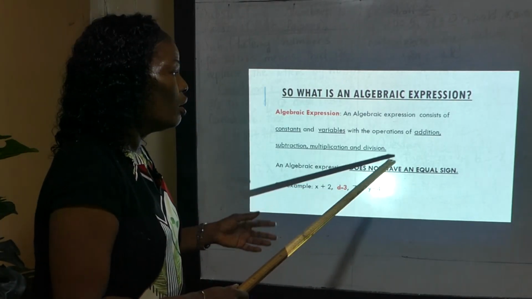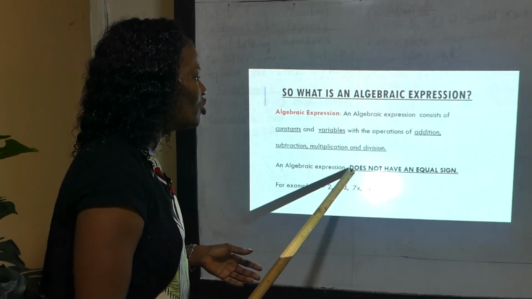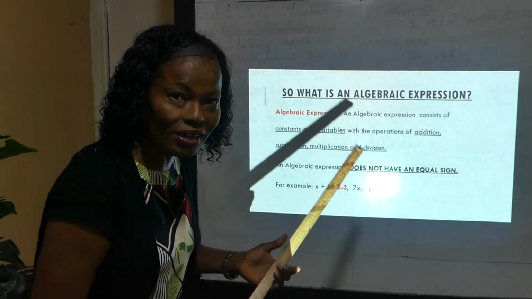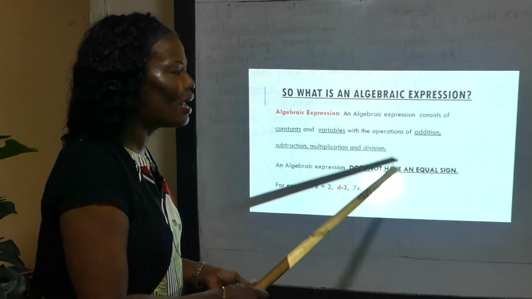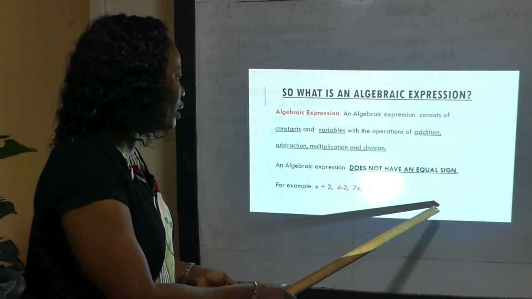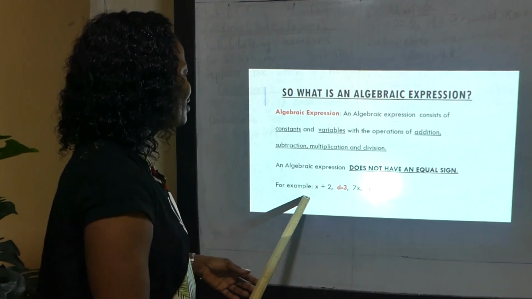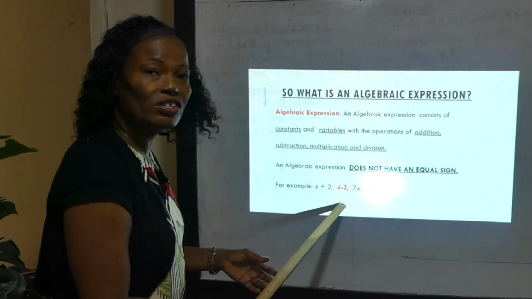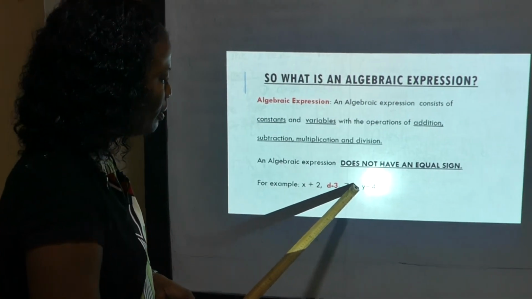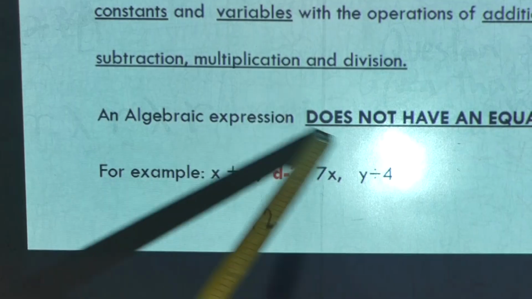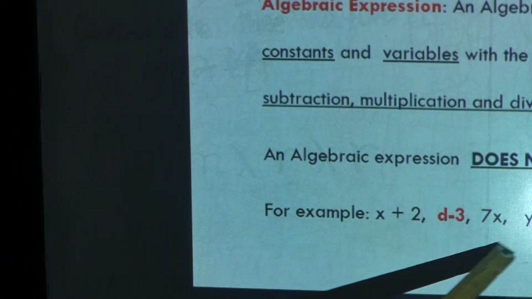Please look. That young lady at the back, please look. An algebraic expression does not have an equal sign. I underline it, I bold it, because I'm coming back to it and I need for you to commit this to memory. An algebraic expression does not have an equal sign. For example, x plus 2, d minus 3, 7x, y divided by 4. Here's a plus, a minus. This is multiply, divide. It has operation signs, it has letters, it has constants, but they do not have an equal sign.